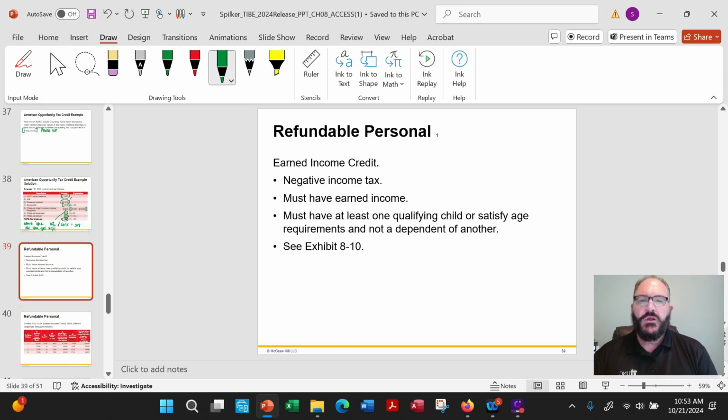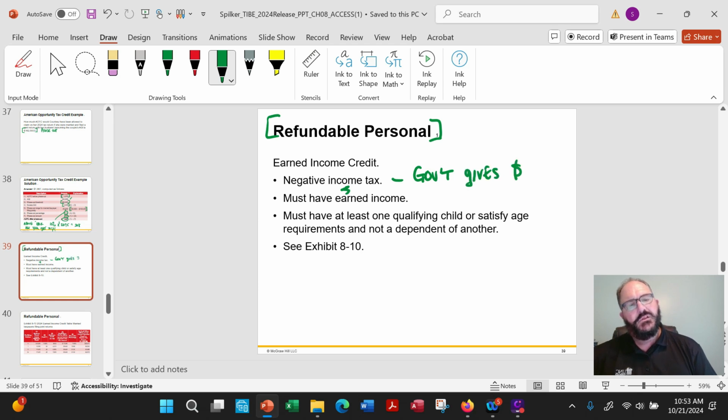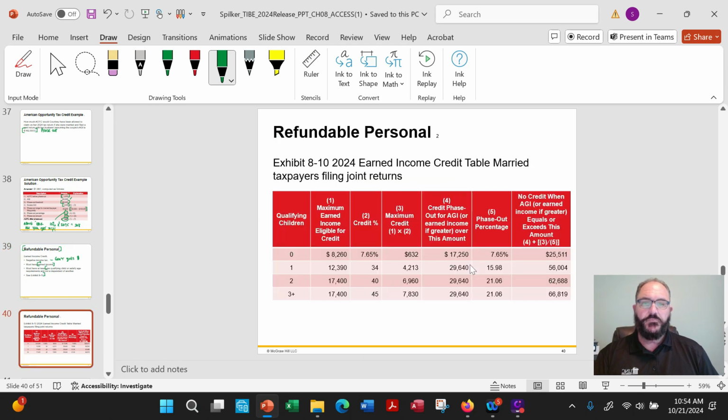All right, earned income credit. This is a refundable personal credit. This is essentially a negative income tax. Basically, the government is giving you money. Essentially what they're looking at is the amount of income you've earned and the size of your family. So you have to have earned income, and the key is you have to make just the right amount. You have to have at least one qualifying child. Take a look at these numbers here.